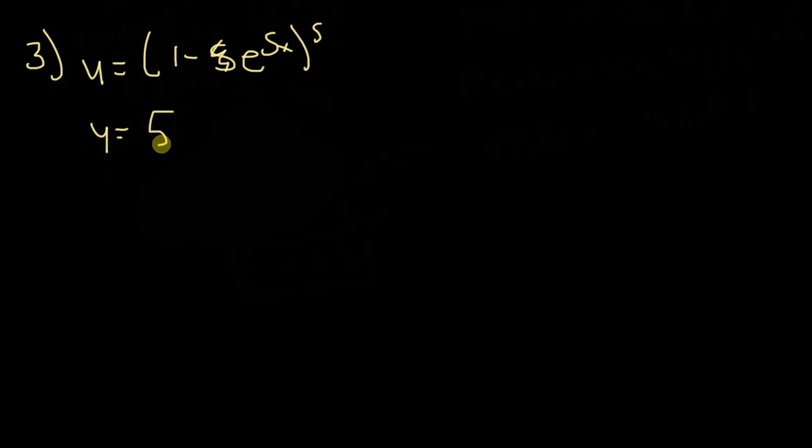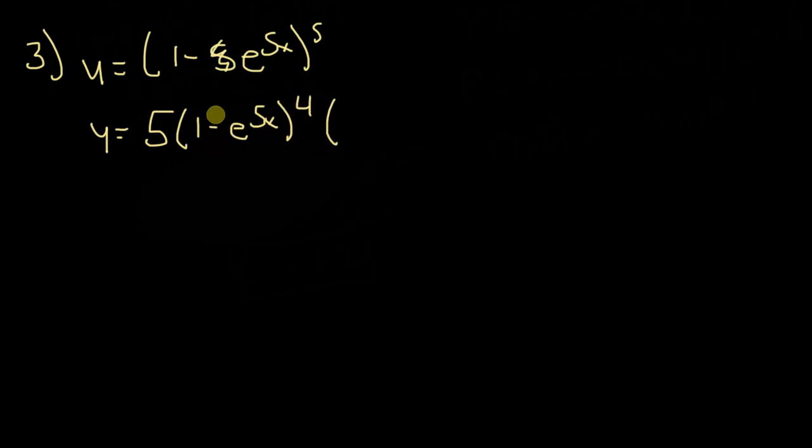Question 3 asks us to differentiate y is equal to (1 minus e to the power of 5x), to the power of 5. Very similar to question 1, we're going to use the chain rule. So 5 is going to come out here, and then we're just going to reduce the power, keeping everything that was inside the brackets the same.